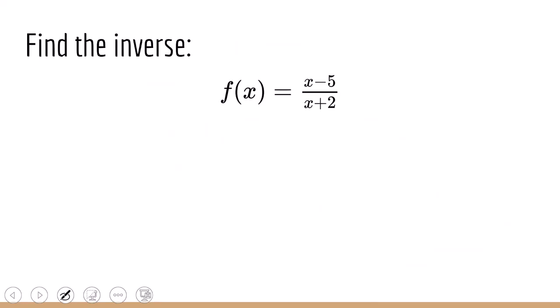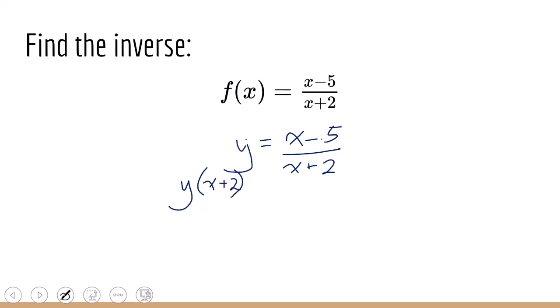Our next question here, we need to find the inverse for this function. f of x is equal to x minus 5 over x plus 2. So let's write this out. y is equal to x minus 5 over x plus 2. I'm going to multiply both sides by x plus 2. So I have y times x plus 2 is equal to x minus 5.